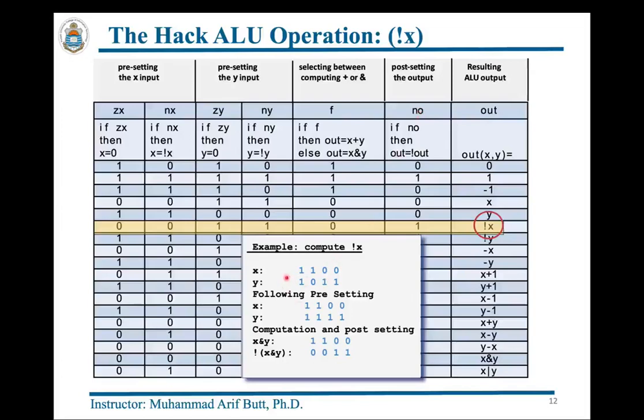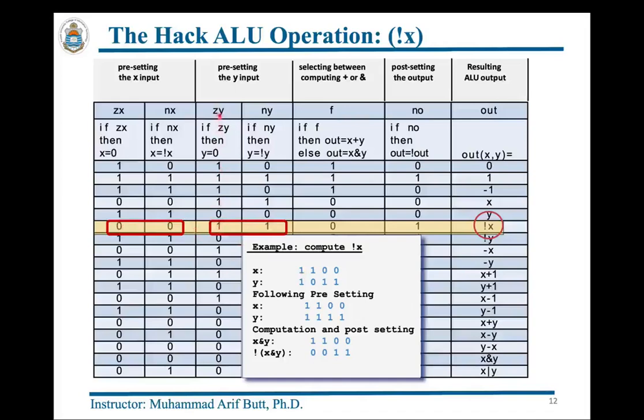Suppose that we want to do this. We have set these control bit values. The X is 1100. To keep things simple, I have taken just 4-bit values instead of 16-bit. The Y is 1011. So we don't have to do anything with the X. And since this is 1, we have a 1 over here.